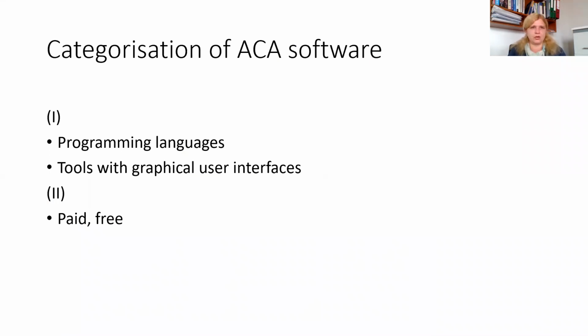Categorization of automatic content analysis software. This software could be categorized into programming languages, and I talked about this, such as R, Python, and different libraries, and tools with graphical user interfaces when programming knowledge is not required. One of these examples could be webQDA. Tools could be divided into paid and free options.